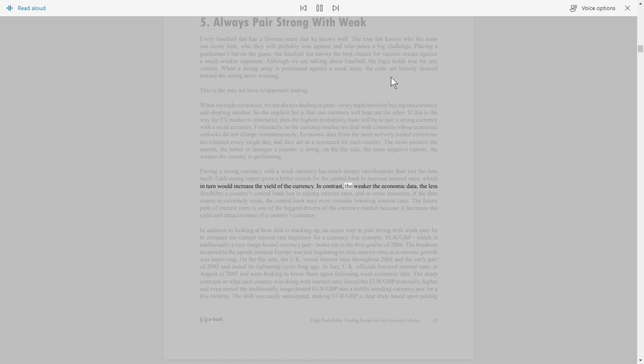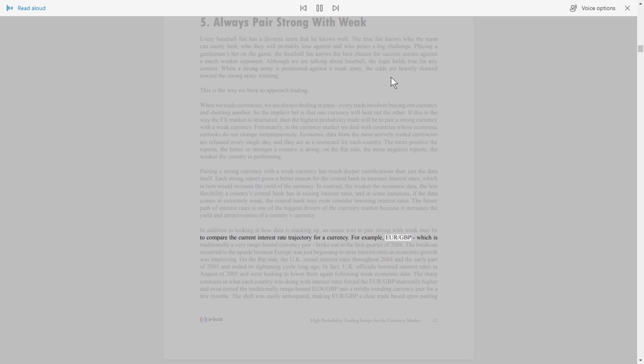In contrast, the weaker the economic data, the less flexibility a country's central bank has in raising interest rates, and in some instances, if the data comes in extremely weak, the central bank may even consider lowering interest rates. The future path of interest rates is one of the biggest drivers of the currency market, because it increases the yield and attractiveness of a country's currency. In addition to looking at how data is stacking up, an easier way to pair strong with weak may be to compare the current interest rate trajectory for a currency.